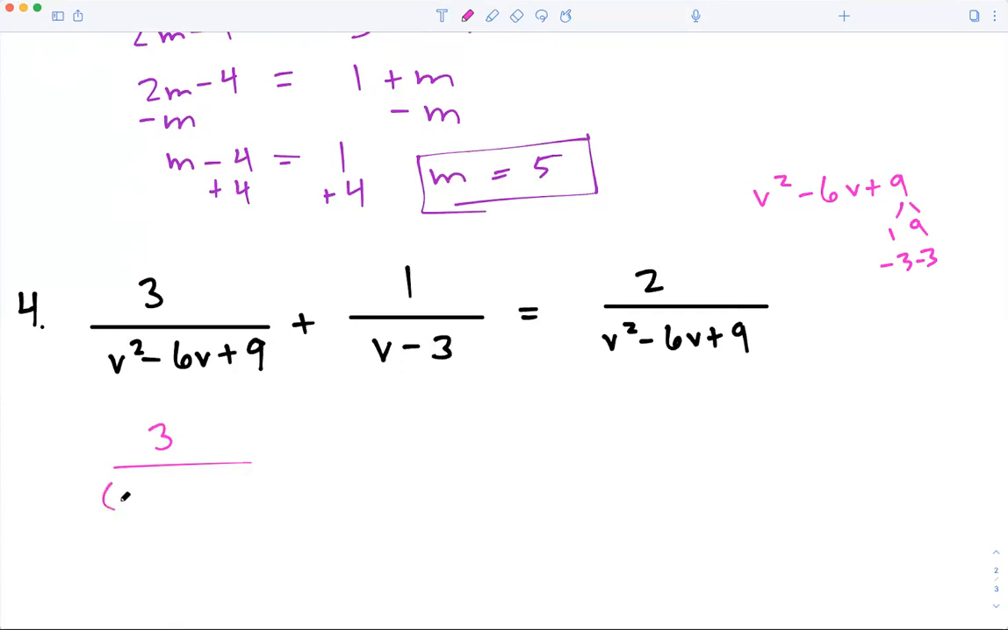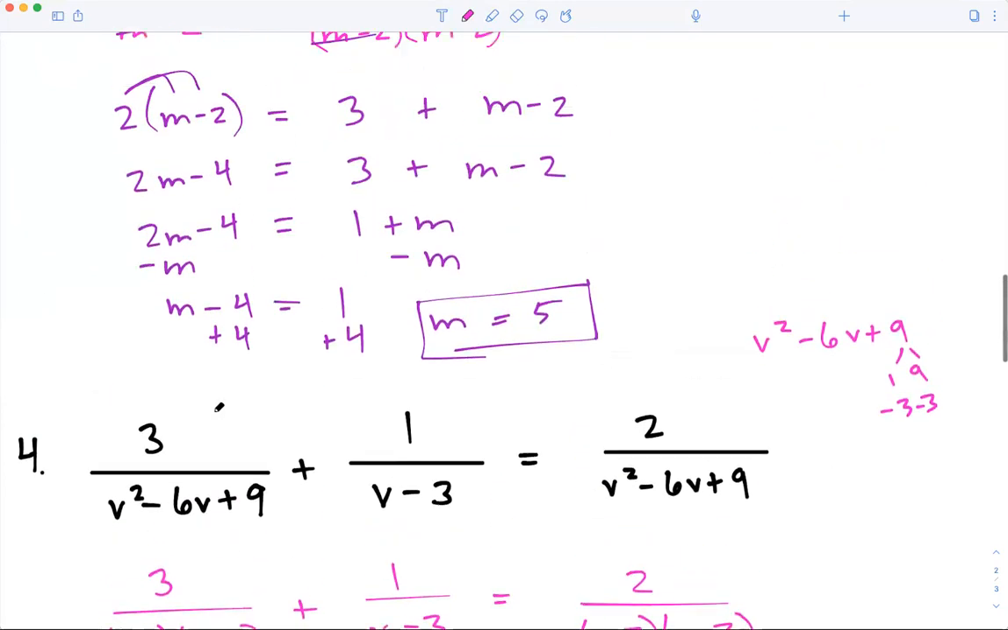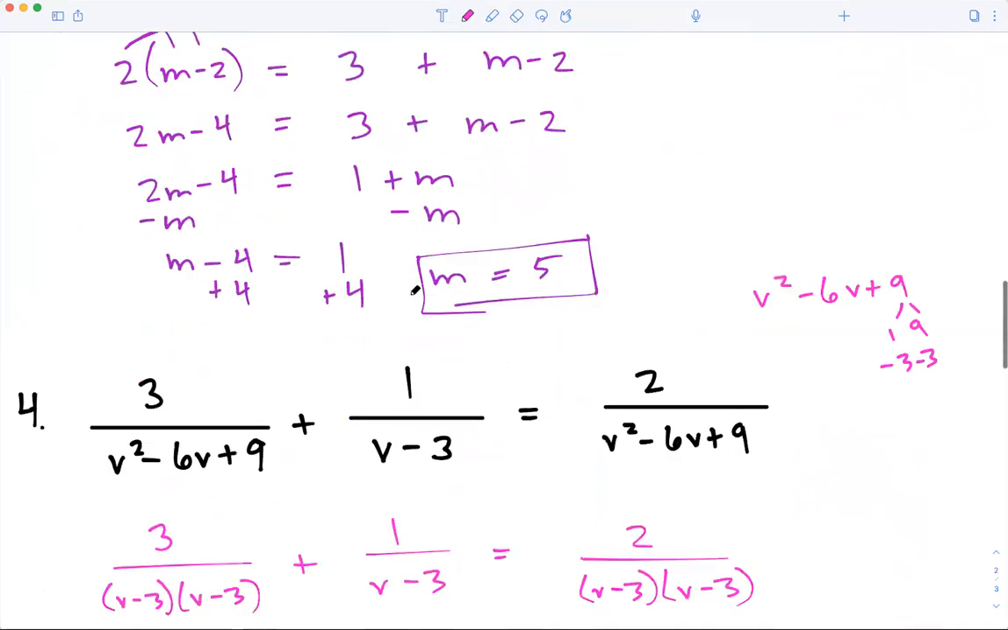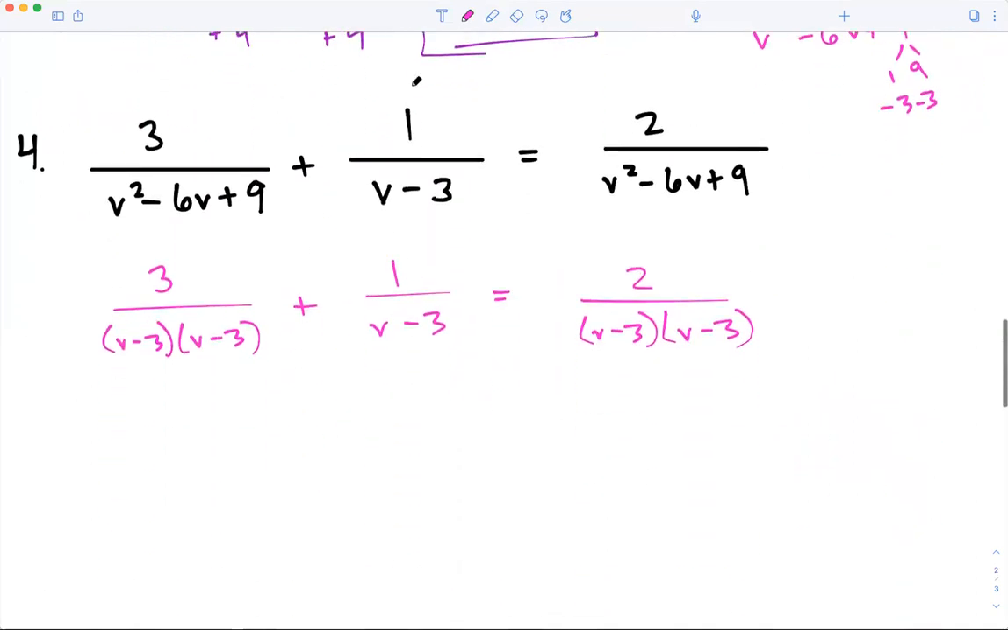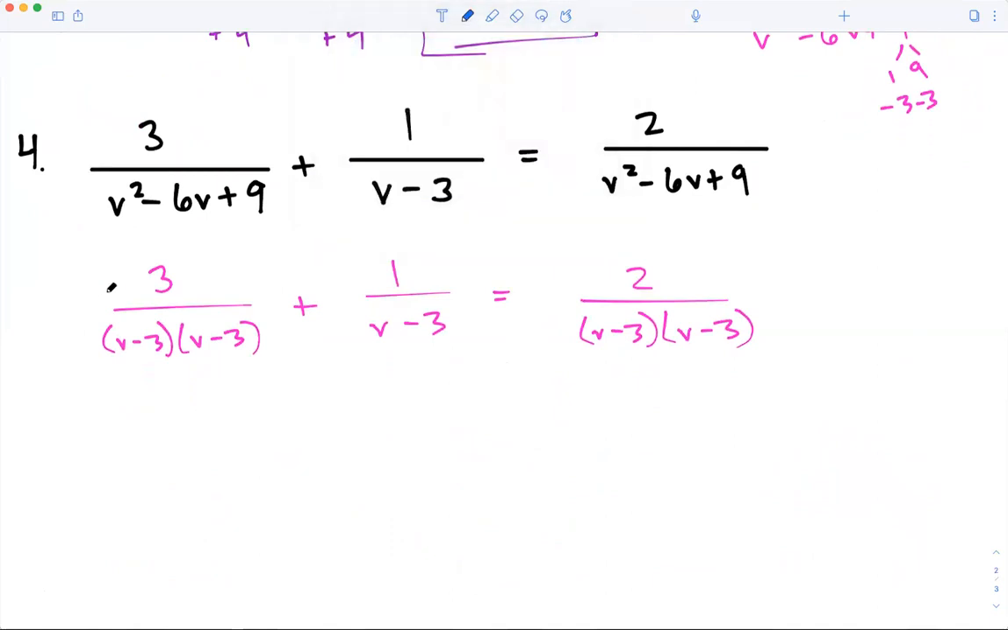3 over v minus 3 times v minus 3 plus 1 over v minus 3 equals 2 over v minus 3 times v minus 3. All right, you can pretty clearly see this problem looks very similar to the way this one did. We just had m minus 2 up here. Same exact principle. Can you do it from here? Why don't you try?